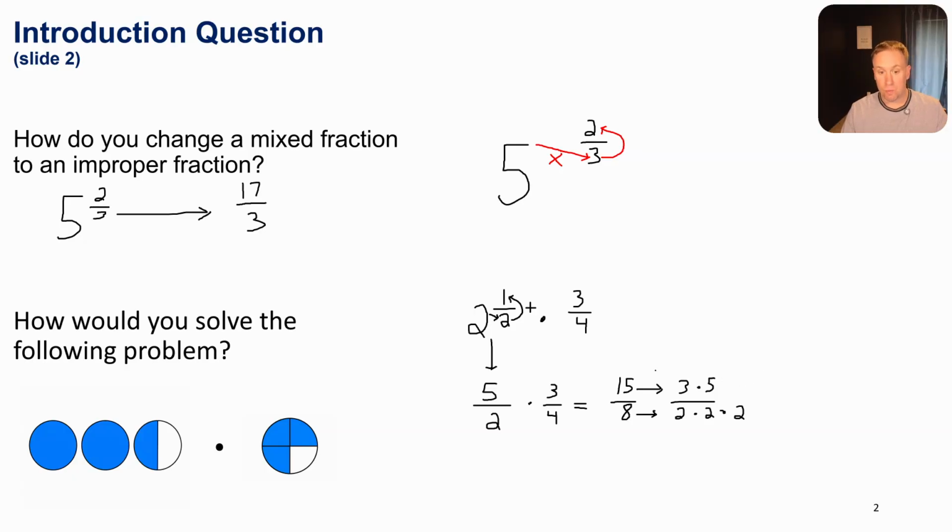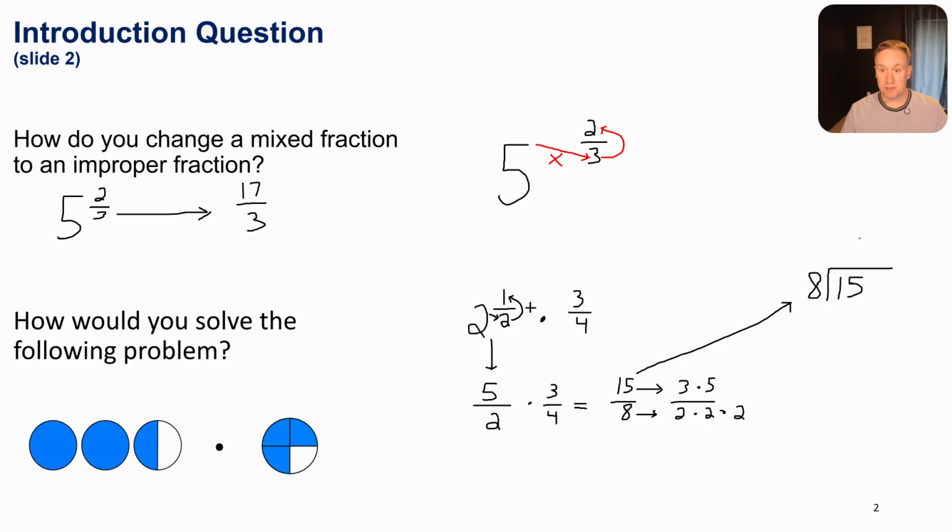So what I can do though is change this improper fraction, 15 over 8, into a mixed fraction. To do this, we can divide the denominator 8 into our numerator 15.